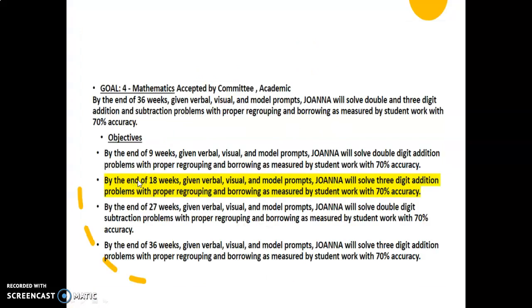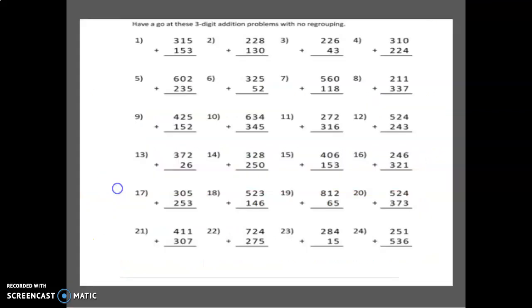For goal number 4, it would also be math. So by the end of 18 weeks, given verbal, visual, and model prompts, Joanna will solve the 3-digit addition problems with proper regrouping and borrowing as measured by the student's work with 70% accuracy. So we did this last week also, and all you're going to do is you're going to be adding. Let me show you a quick video.